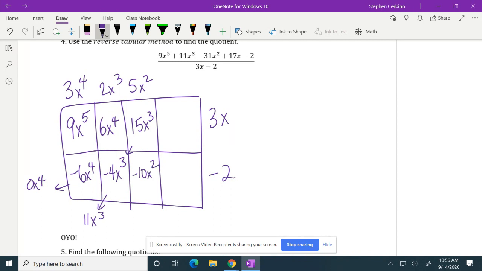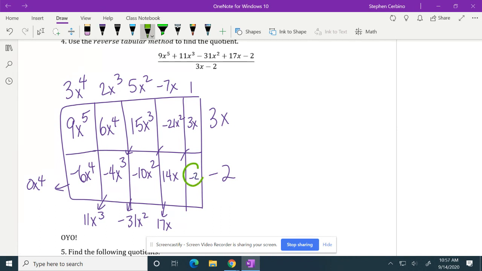Well, how many x squareds do I want? I want negative 31 x squareds. I already have negative 10, so how much more do I need? I need negative 21 x squareds. What times 3 makes negative 21? That would be negative 7x. Negative 7, negative 2 makes positive 14x. Well, I don't want 14x's, I want 17x's. So what has to be added to 14 to make 17? That would be 3. Anything times 1 is itself, and then we have negative 2.